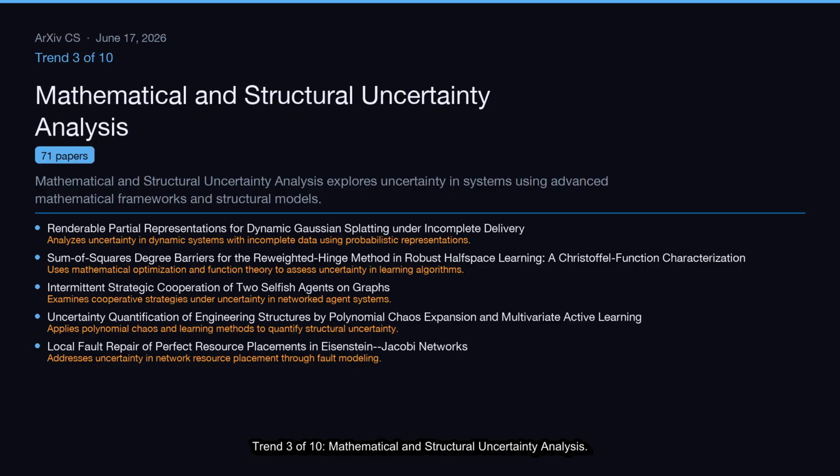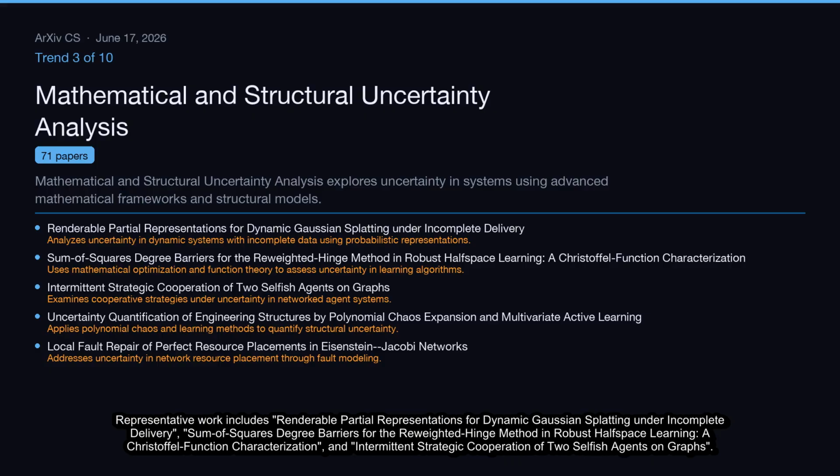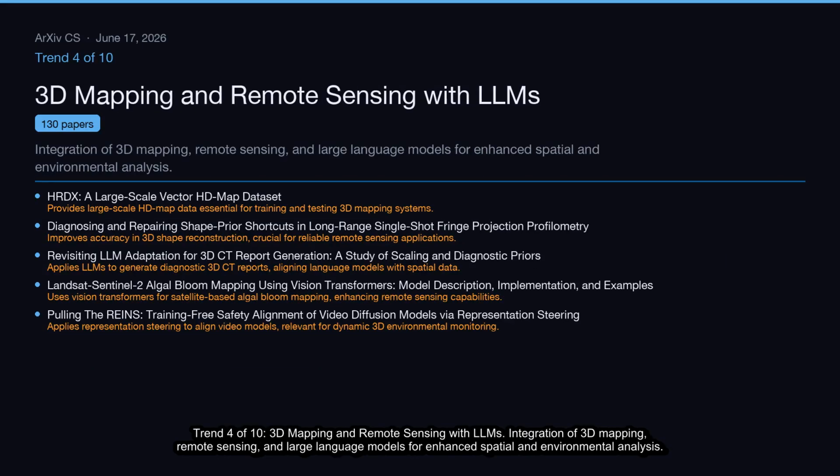Trend 3 of 10, Mathematical and Structural Uncertainty Analysis. Mathematical and structural uncertainty analysis explores uncertainty in systems using advanced mathematical frameworks and structural models. This cluster covers 71 papers. Representative work includes renderable partial representations for dynamic Gaussian splatting under incomplete delivery, sum of squares degree barriers for the re-weighted hinge method in robust half-space learning, a Christoffel function characterization, and intermittent strategic cooperation of two selfish agents on graphs.